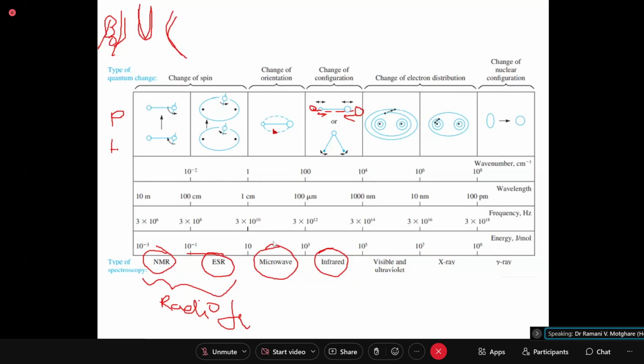Now your hydrogen atom in a compound becomes the proton, and like you have H1, then C13, phosphorus 15, such different types of NMR are there. The simplest NMR will be proton resonance spectroscopy.